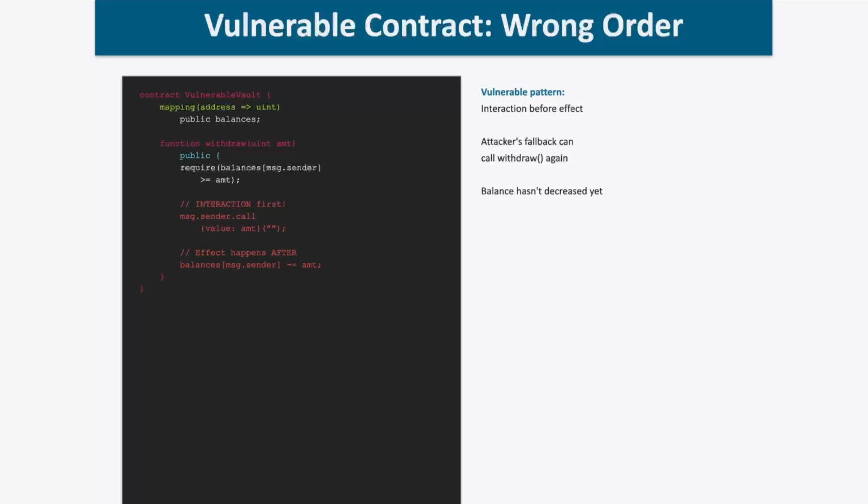The fallback function can call withdraw again. At this point, what's the caller's balance? It hasn't been updated yet. So the contract thinks the caller still has the full balance and allows another withdrawal. This repeats and funds drain.